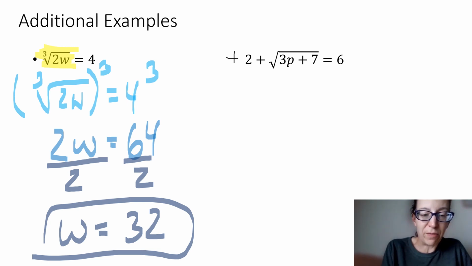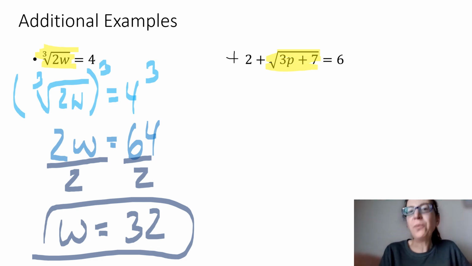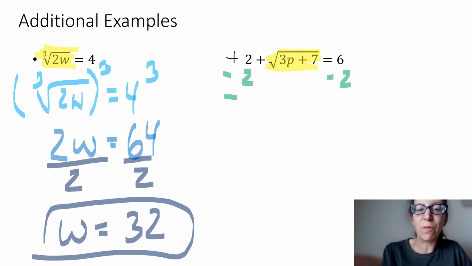Let me go highlight the radical. There's my radical. So I'm going to try to isolate it. It's the radical, the index, which in this case is implied to be a 2, and then the radicand, which is 3p plus 7. So I want to isolate the radical, which means I need to undo the adding 2. And I will do that by subtracting 2 from both sides.